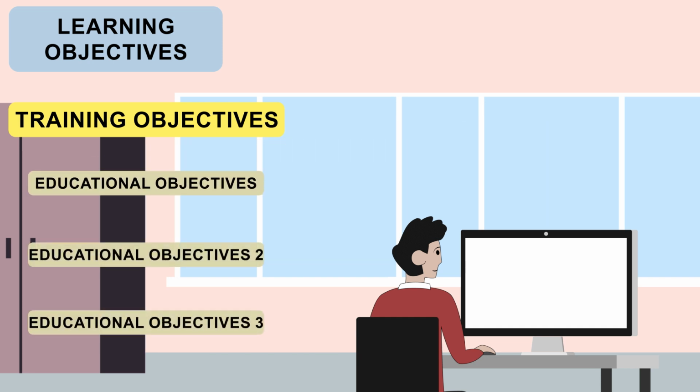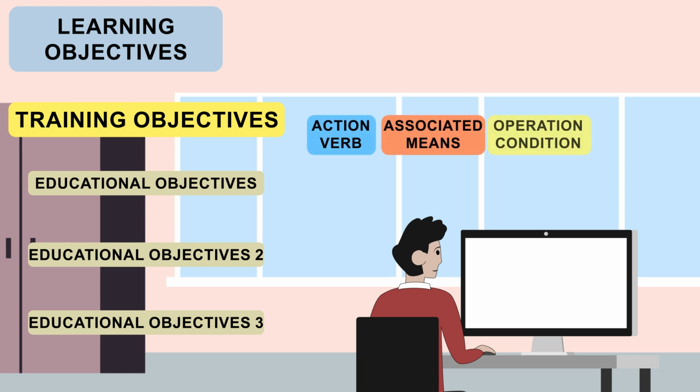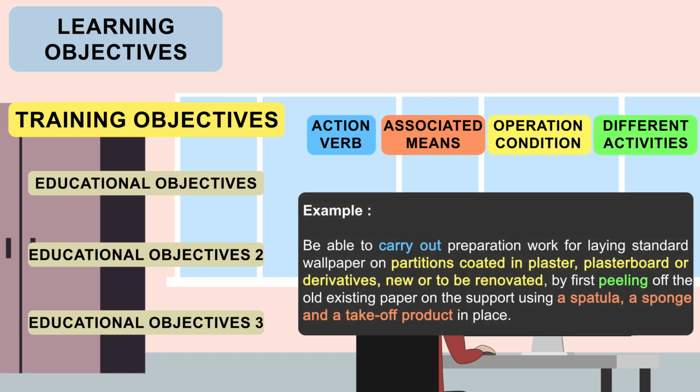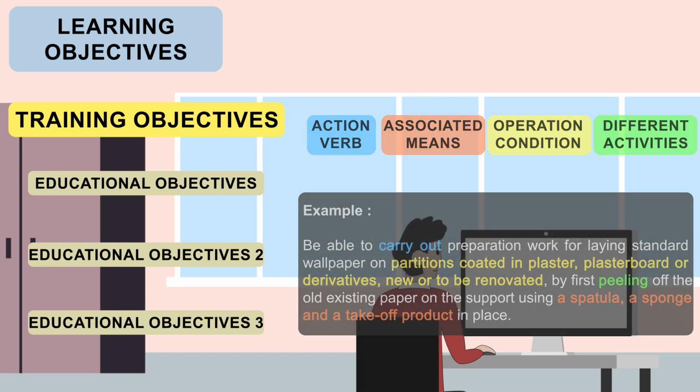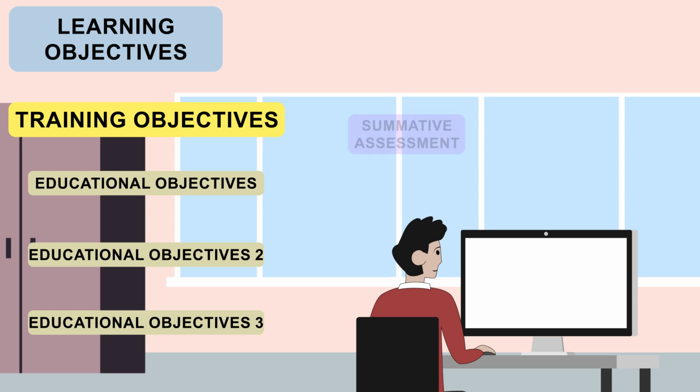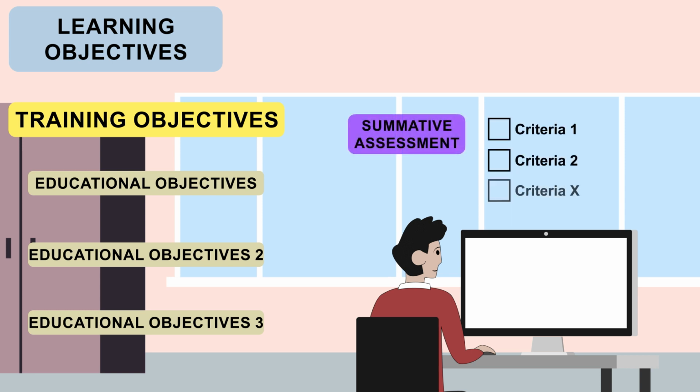They define, with the help of an action verb, the associated means, the conditions of operation, and the different activities of the training fields that make up a training program. This is the level at which the results of an assessment are defined according to criteria and indicators related to it, that is, summative assessment. This type of assessment defines the level of achievement of the learning outcomes.